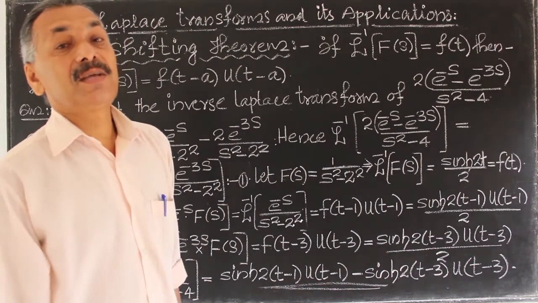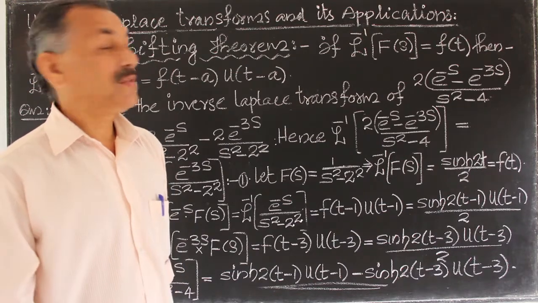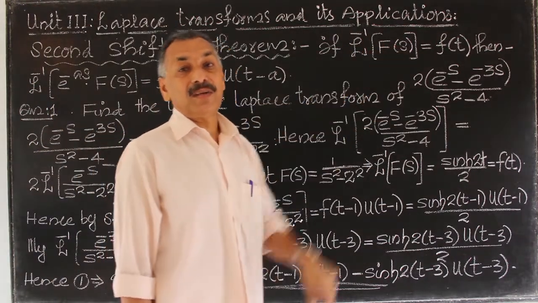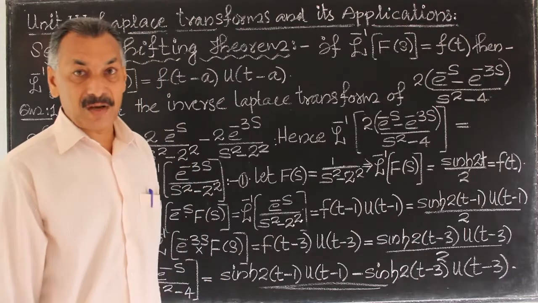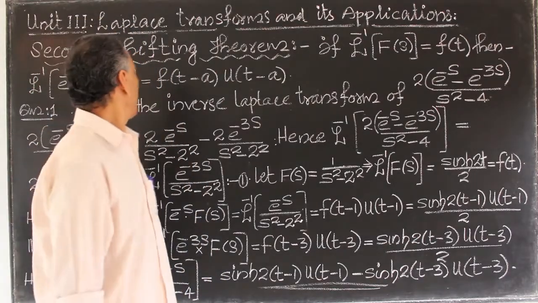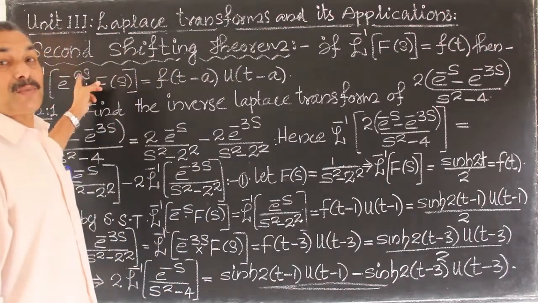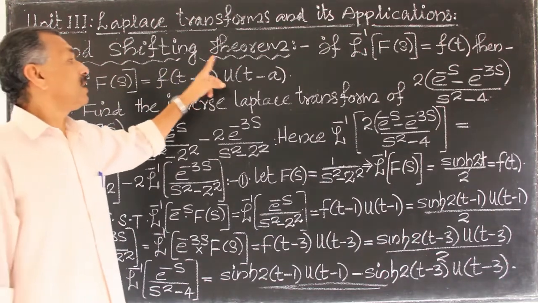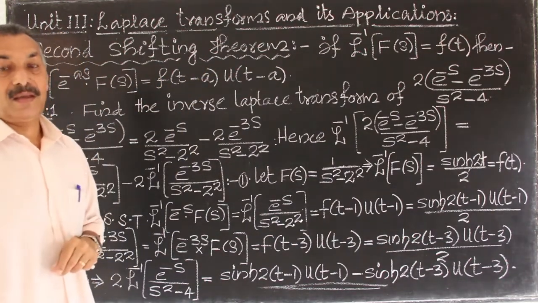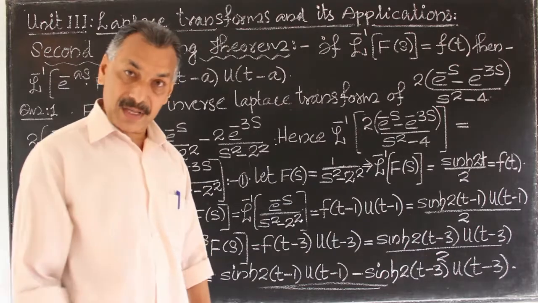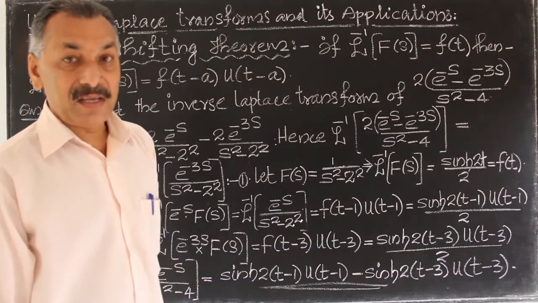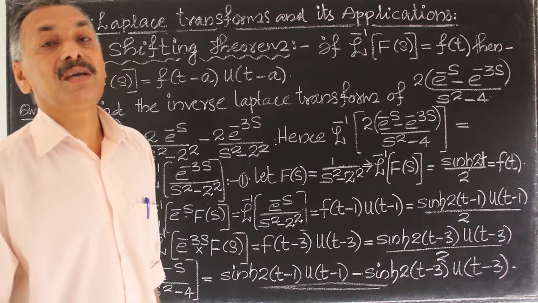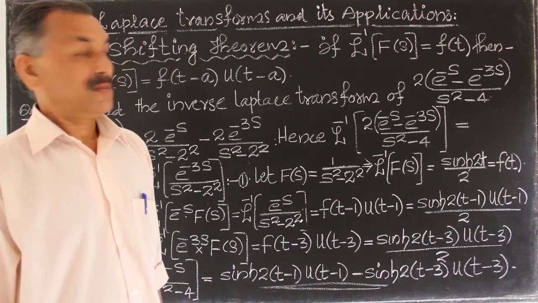What is second shifting theorem? Second shifting theorem is this one: if L inverse of F(s) is equal to f(t), then L inverse of e raised to minus as into F(s) is equal to f(t minus a) into u(t minus a).